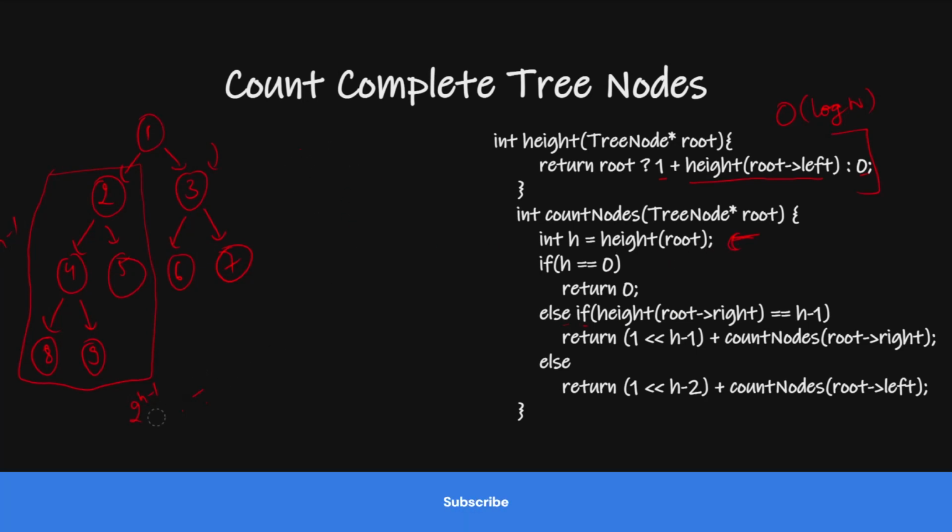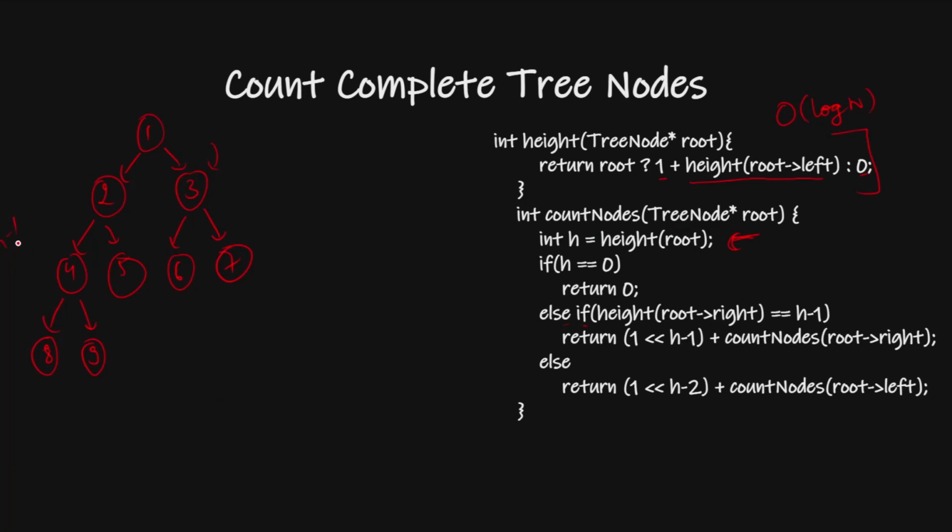So right now, how do I calculate the height of root? Let's just do a dry run. While doing count node of root, that is 1, it will call my height function. So how does this height of root go? It will see: is it null? No, it is not null. So it will go to its left. Is it null? No. Is it null? No. Is it null? No. Is it null? Yes. It will return 0.